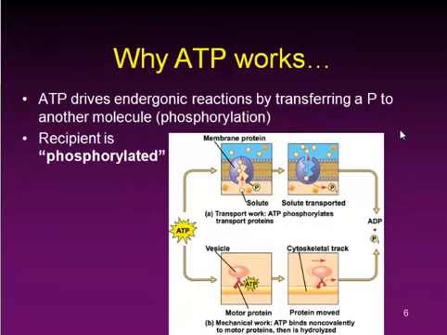Remember that we're trying to actually build things up. We're trying to create macromolecules from the raw materials that we eat and break down. And that's an endergonic reaction. You need to have ATP to drive endergonic reactions. It's the only way to do it. And it achieves this through a process called phosphorylation. Phosphorylation is all about transferring that broken off phosphate and applying it to another molecule.